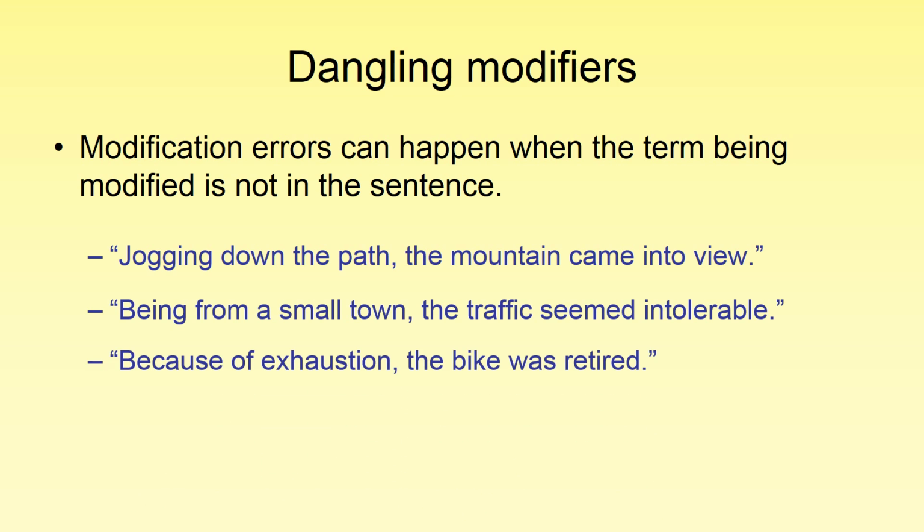One more example. Can you see how this can be read in two ways? We have, because of exhaustion, the bike was retired. Well, we know that bikes don't get exhausted. Human beings do. So it would have to be, because I was exhausted, the bike was retired. Something similar to that. We'd have to add in that subject. So once again, we're missing that. So with dangling modifiers, make sure what's being modified is actually in the sentence, or they become quite humorous and we start personifying objects.